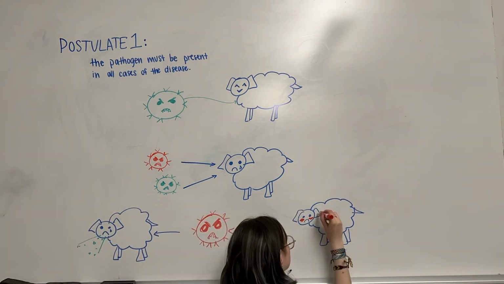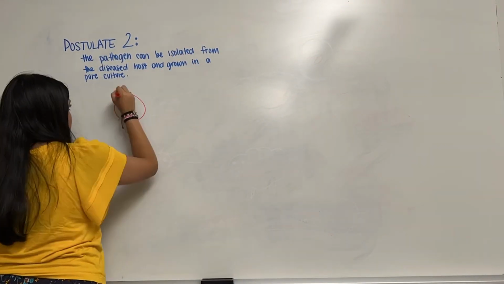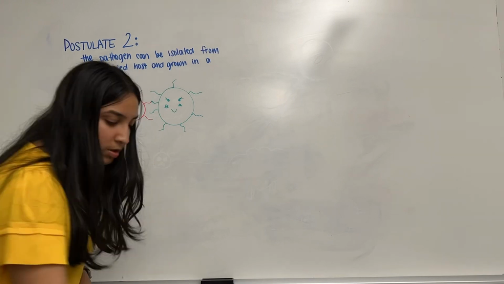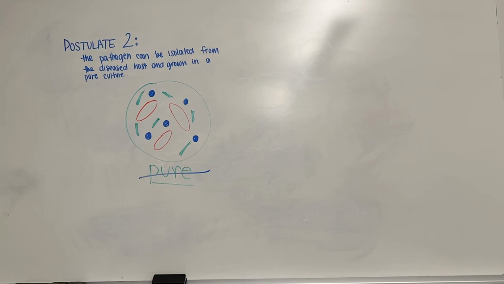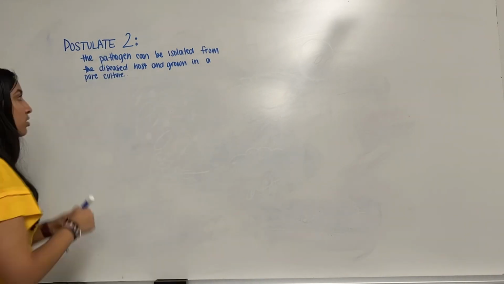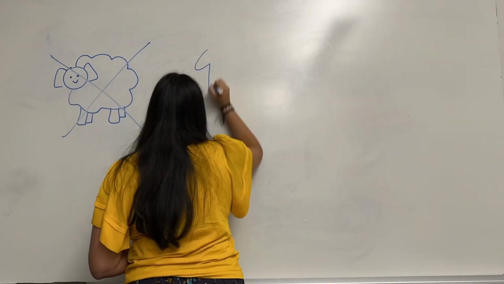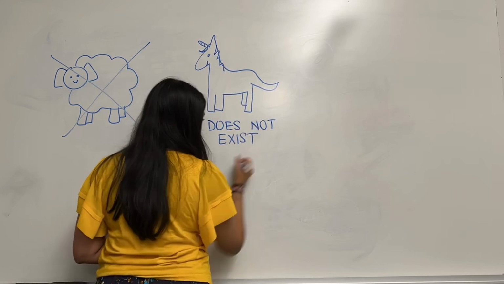For postulate 2, the pathogen can be isolated from the diseased host and grown in a pure culture. There are different bacteria that cannot be isolated if they are dependent on another agent relevant to the infection. There can also be other bacteria that show up in the culture unrelated to the disease. In addition, when we bring this procedure into a modern context, there is not always a suitable animal that can be ethically used for testing.